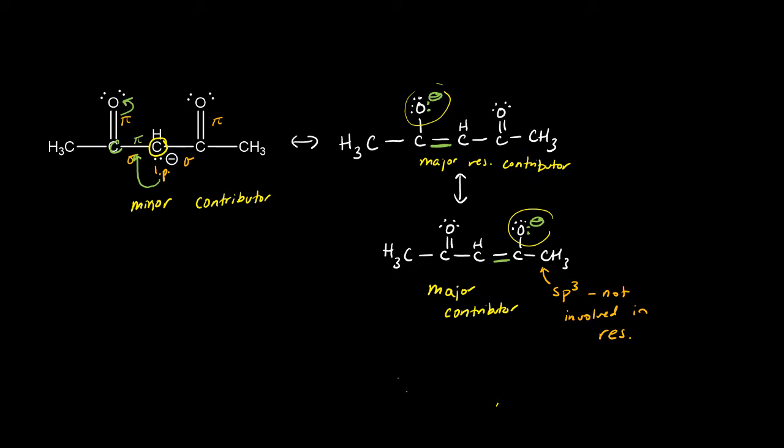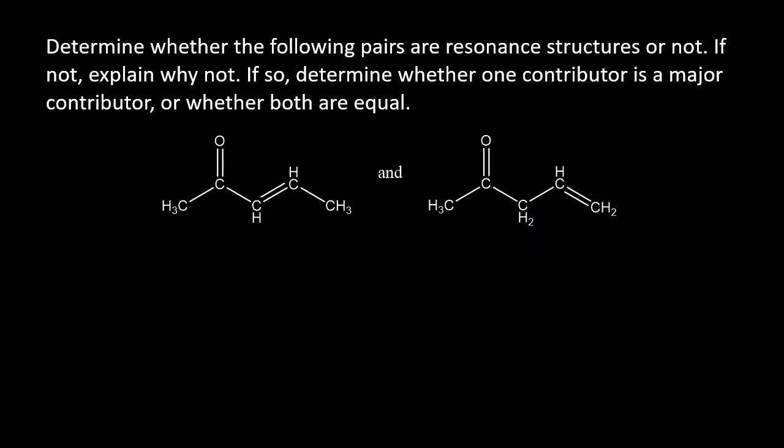Okay, so one more example here. Here's a problem that you might see. Determine whether the following pairs are resonance structures or not. If not, explain why not. If so, determine whether one contributor is a major contributor or whether both are equal. Okay, so if we look at our first molecule here, we see that pattern of pi, sigma, pi. We might also want to draw in the lone pair electrons since they weren't given.